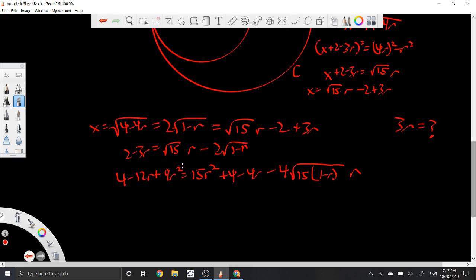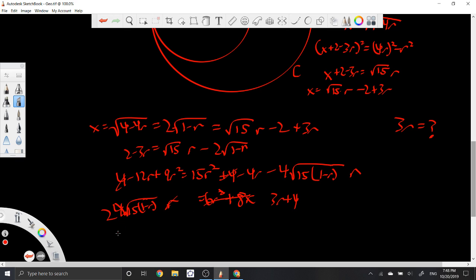So now I would like to keep the R squareds with positive coefficient. So let's move the square root to this side and everything else to the right. So we have 6R squared plus 8R, because this is minus 4R, and then the 4's cancel, and this is all equal to 4 square root of 15 times (1 minus R) times R. And at this point, we can cancel out an R, which is really nice because R is not 0. So we cancel out these, and we get 3R plus 4 on this side.